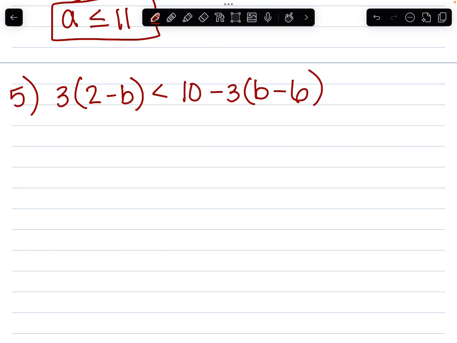I tried to make those obviously different. The first one's b, the next one is 6. So 2 minus b, and then negative 3, b minus 6.